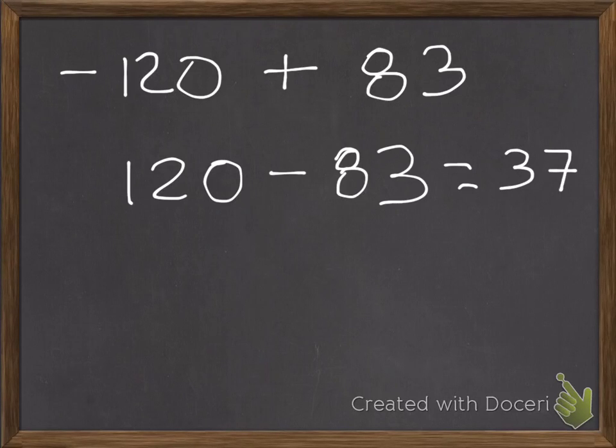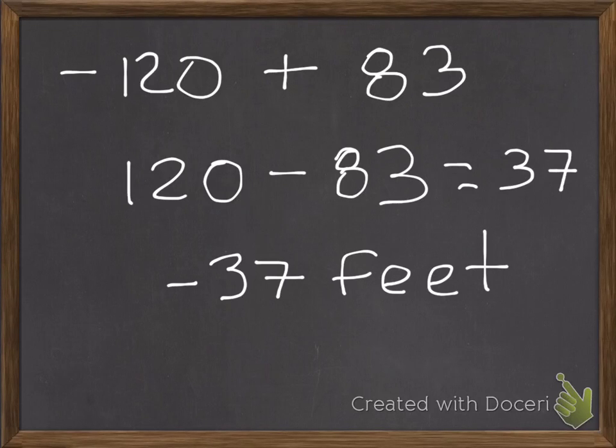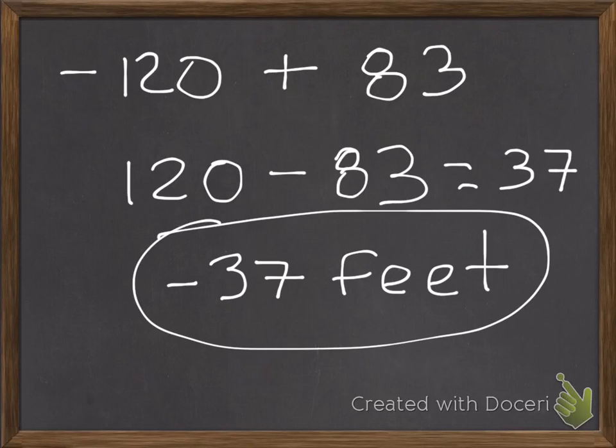And then we take the sign of the higher absolute value, which was negative 120, so our answer is negative 37. So she's at a depth of negative 37 feet. And that concludes lesson 2-2 on adding integers.